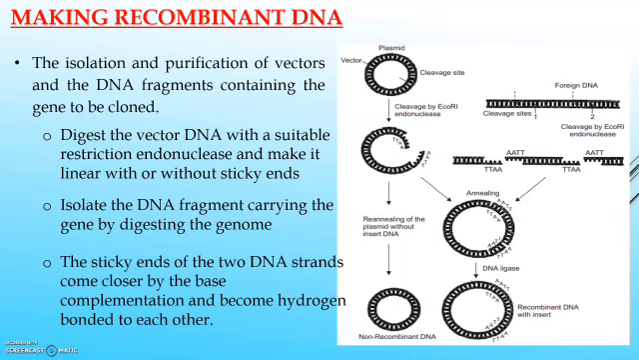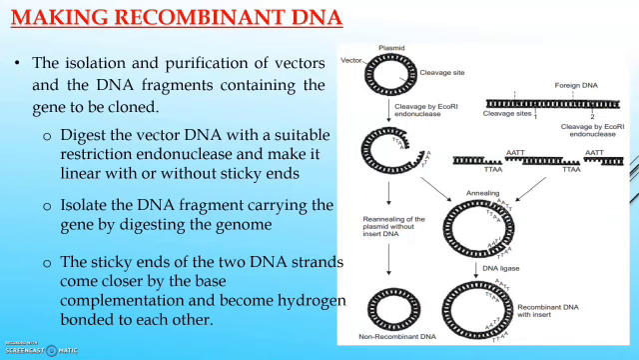And this digested vector and the target DNA cut with the same restriction enzymes are incubated together in the presence of DNA ligase. And during incubation, the sticky ends of the two DNA strands come together by base complementation and become hydrogen bonded to each other. At this point, a phosphodiester linkage is established between them, mediated by the DNA ligase enzyme. This results in the formation of a recombinant DNA molecule of the vector and the target DNA, and this is the basic strategy for the construction of recombinant DNA molecule from a vector and target DNA fragment.